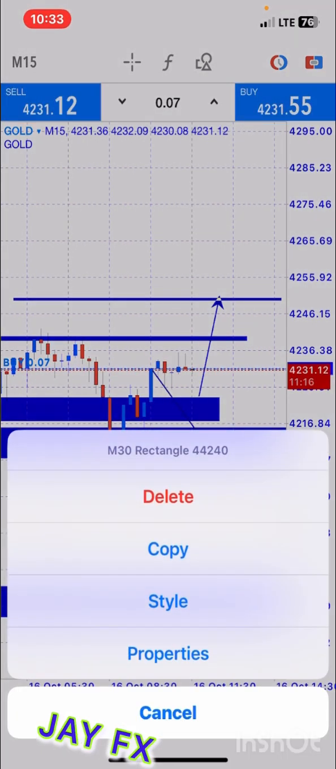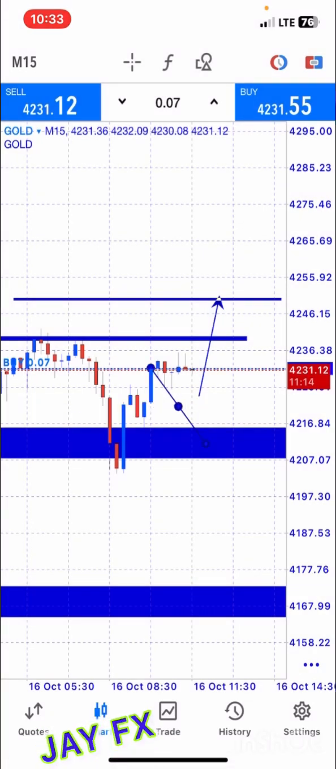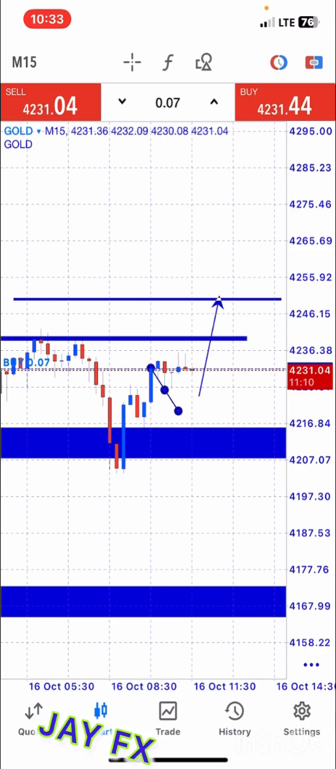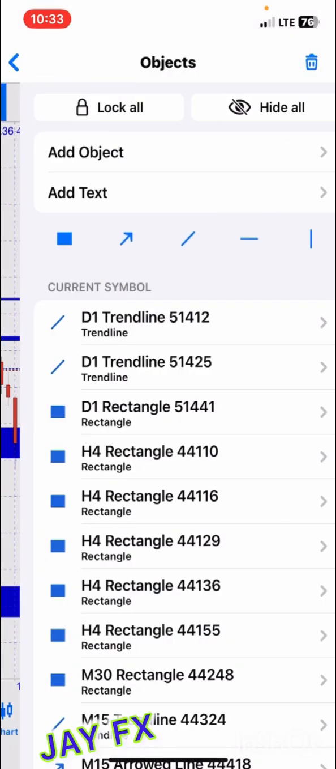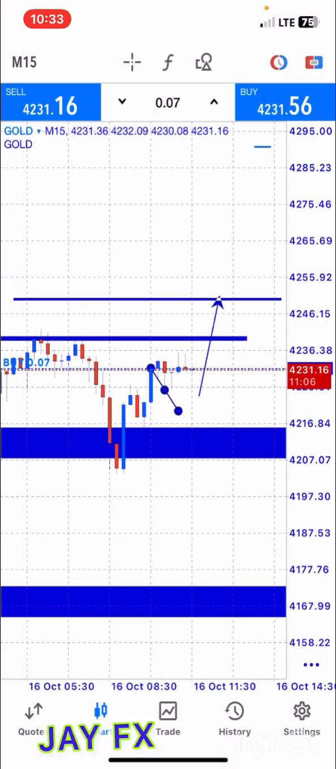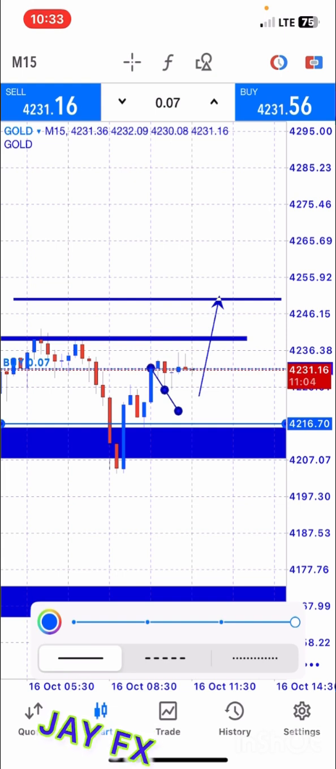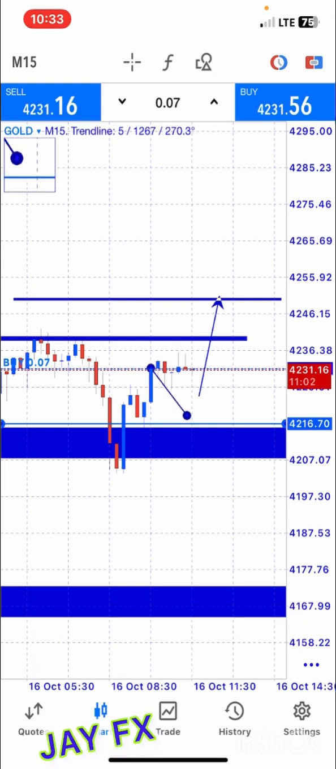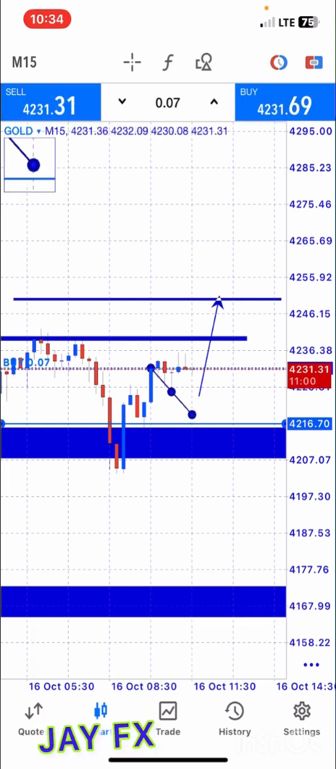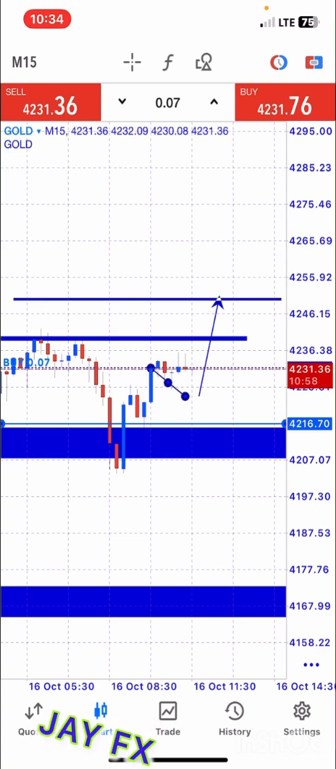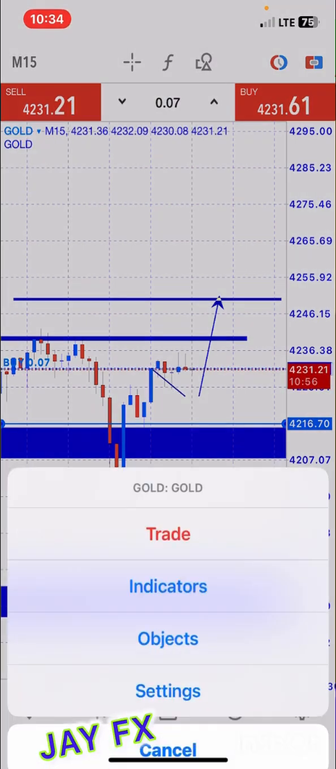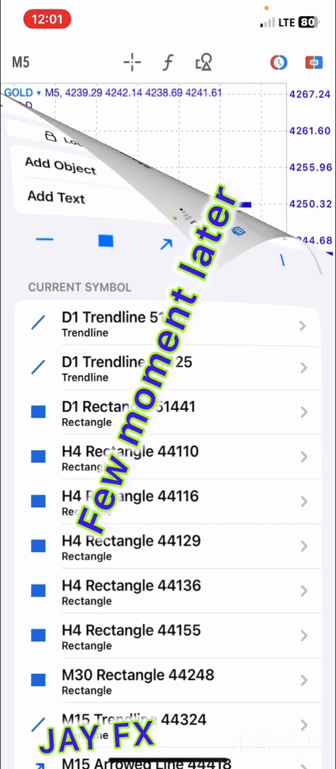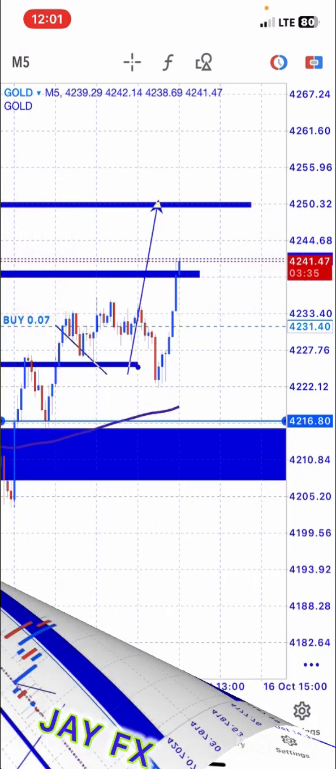Let me delete this, and my stop loss is going to be at this previous candle here. That's where my stop loss is going to go, because I'm expecting this pullback to come probably to this. Put this again, guys.